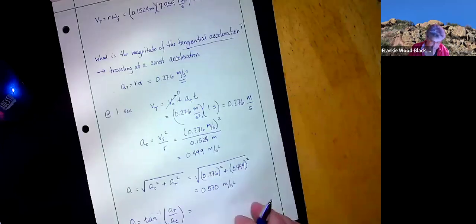And my angle is going to be the arctangent of my tangential divided by my centripetal. That's the arctangent of 0.276 divided by 0.499. If I plug that into my calculator, I end up with 28.9 degrees.